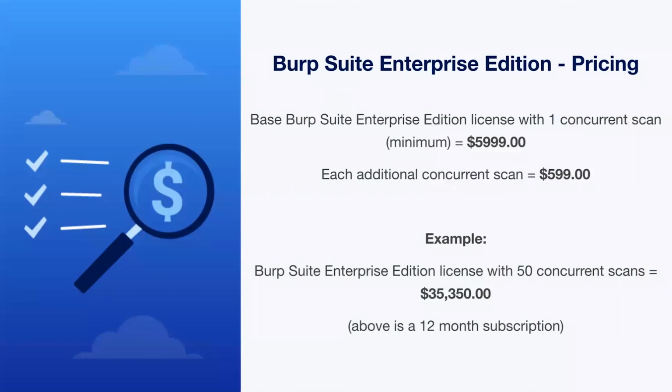So what does that look like in terms of pricing? We're incredibly transparent here at PortSwigger. Our pricing is directly on our website, but just to inform you on this session, a Burp Suite Enterprise Edition license with one concurrent scan, which is our minimum, is $5,999. And each additional concurrent scan is $599. So based off the example I just went through, a Burp Suite Enterprise license with 50 concurrent scans would be $35,350. And that is based off a 12-month subscription. However, we do offer multi-year subscriptions for up to 10 years.